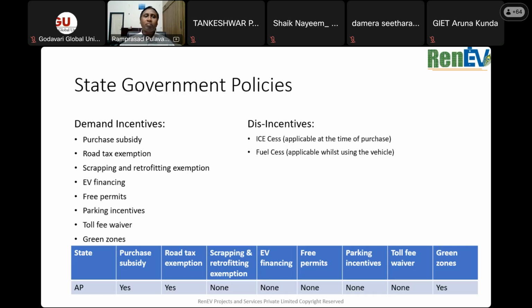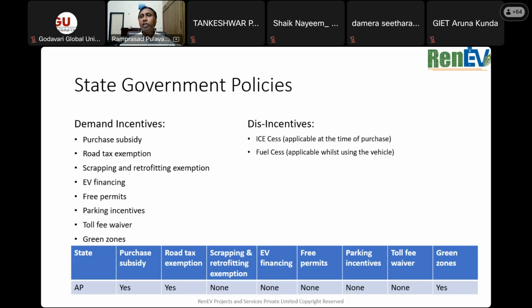Then there are parking incentives. If you are parking a car in a public place, if it is a green plate vehicle or an electric vehicle, there are no parking fees. Toll fee waiver. In some of the states like Jharkhand and Chhattisgarh, if you have an electric vehicle, on some notified highways there will not be any toll fees.